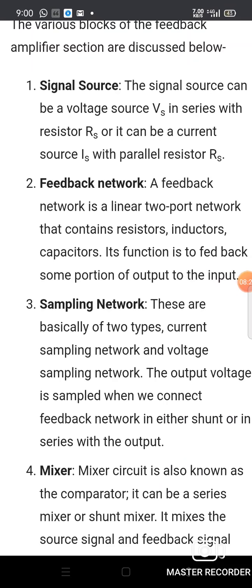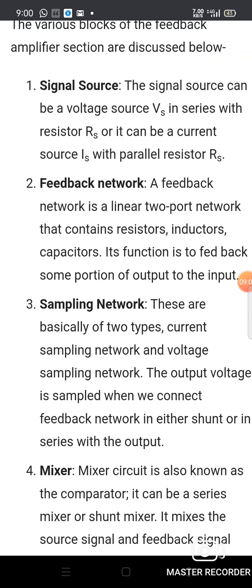Next is the mixer. What is the mixer in the block diagram? The mixer circuit is also known as the comparator. It can be a series mixer or shunt mixer. So here also consider that block. The mixer is a comparator circuit or comparator network. It mixes the signals, the source signal and the feedback signal. The mixer network mixes or combines the source signal and feedback signal.